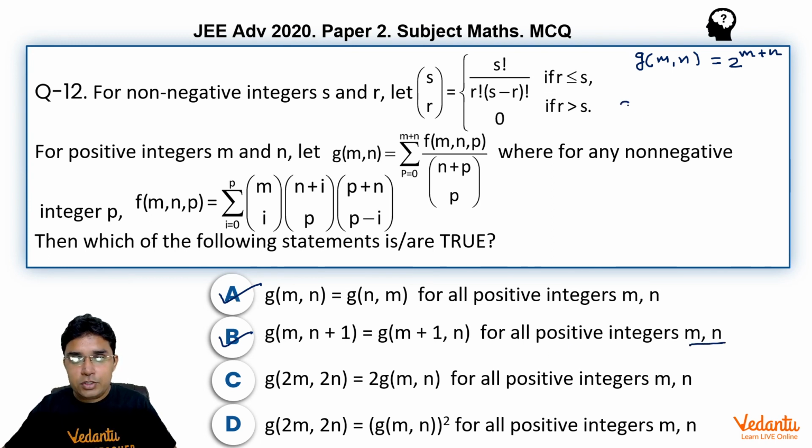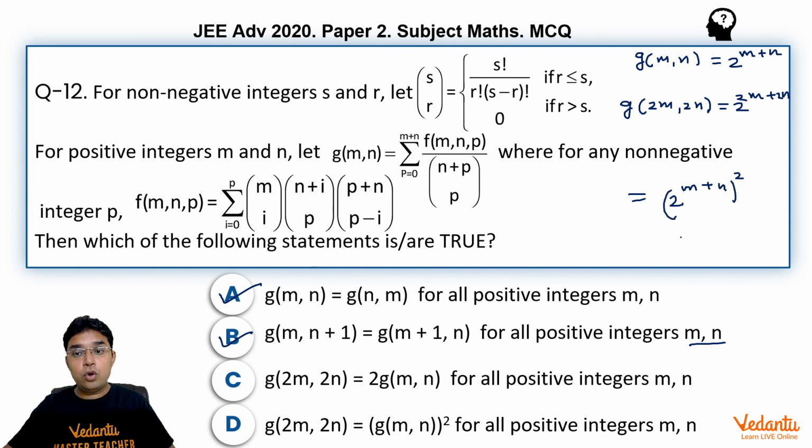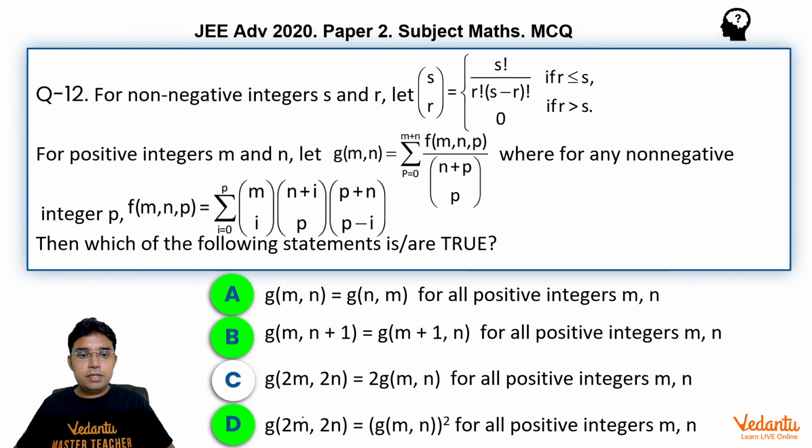Now if we take g of 2m comma 2n, it will be 2 raised to the power 2m plus 2n. Now this is actually g squared, 2 raised to the power m plus n whole raised to the power 2. It is not 2 times of this thing. So C option is not correct. I think D option is correct. Very easily it can be seen. So A comma B comma D should be the answer. Let us see what the answer is. Yeah, A, B, D are the answer.